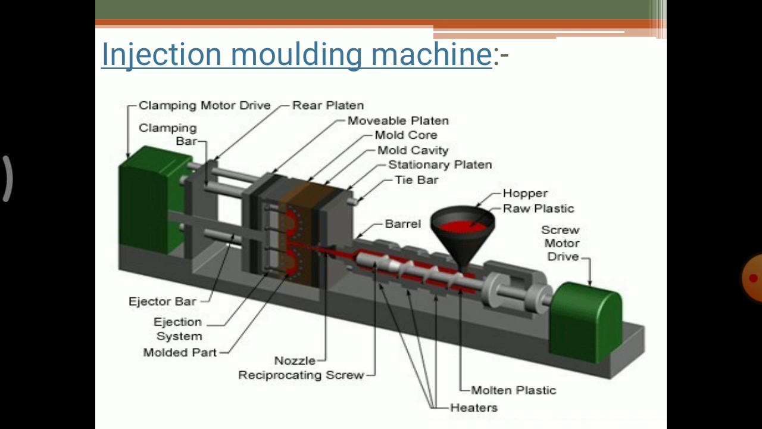So from the nozzle, the molten material enters the mold core, and a mold cavity is produced in the stationary platen. And when the ejector pins are ejected, the mold cavity is opened from the die, that is, removed from the die.